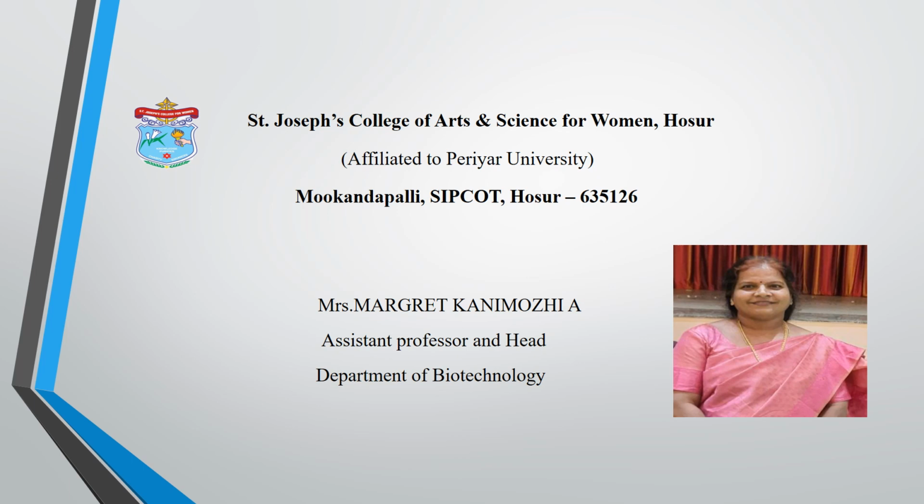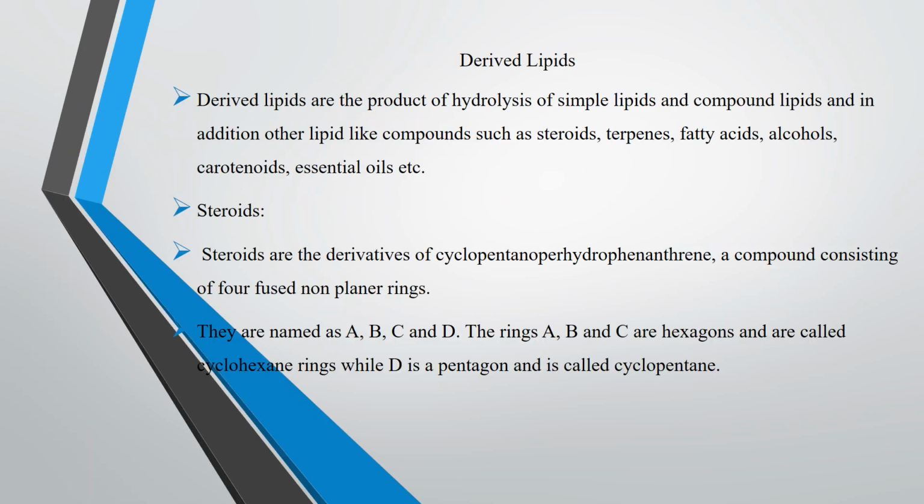In this video, we are going to see about derived lipids. Derived means we are going to get something from a pre-existing compound. Like that, derived lipids are also the products of hydrolysis of simple lipids and compound lipids. Like other lipids, the compounds include steroids, terpenes, fatty acids, alcohols, carotenoids, and essential acids.